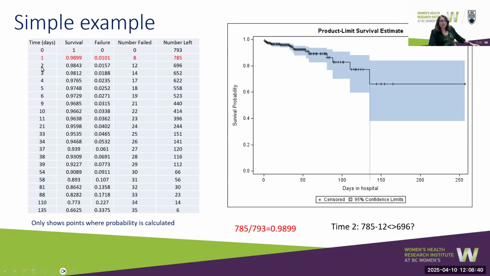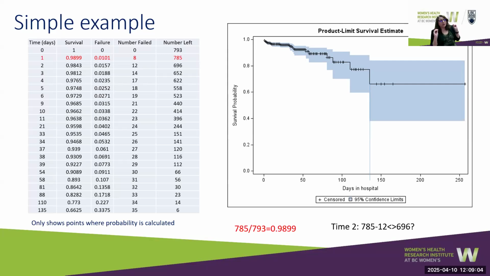But if you look, when we get to point 2, we have 12 people failed. But our total is not 785 minus 12. It's lower, it's 696. Why? Because we're also removing those that were censored. Censored means that they survived and got discharged from the hospital.